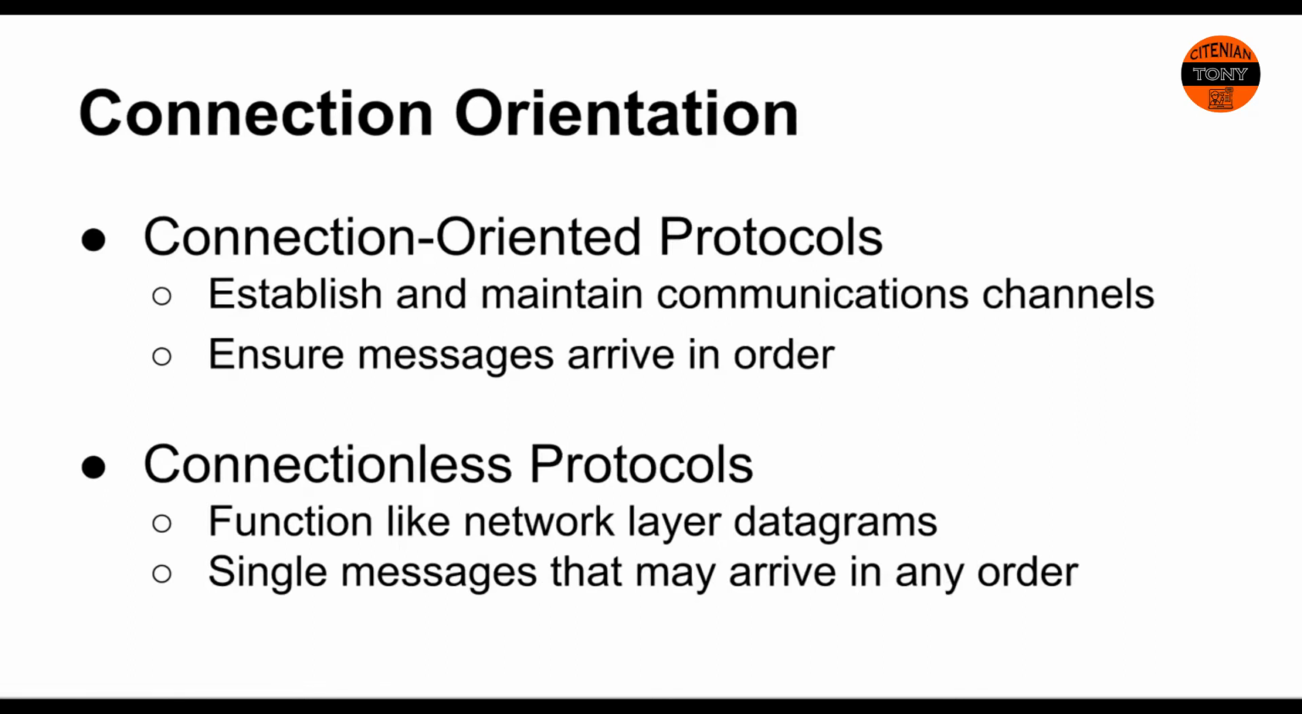Transport layer protocols can be divided into connection-oriented and connectionless forms. Connection-oriented protocols establish and maintain communications channels from one endpoint of the connection to the other endpoint, and among other things, they ensure that messages arrive in order. Connectionless protocols, on the other hand, function a lot like datagrams at the network layer. These single messages can arrive in any order, or be lost, or otherwise shuffled about.